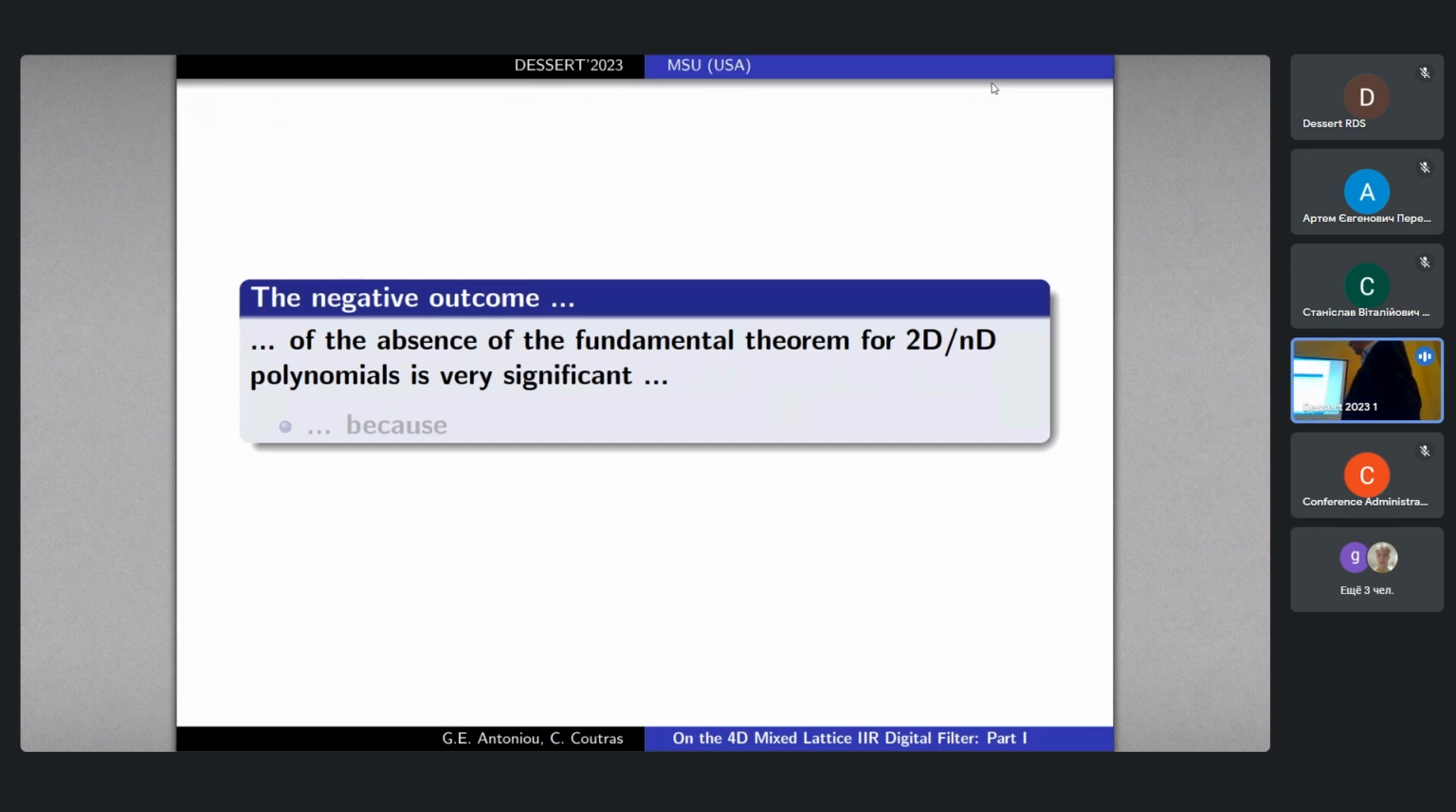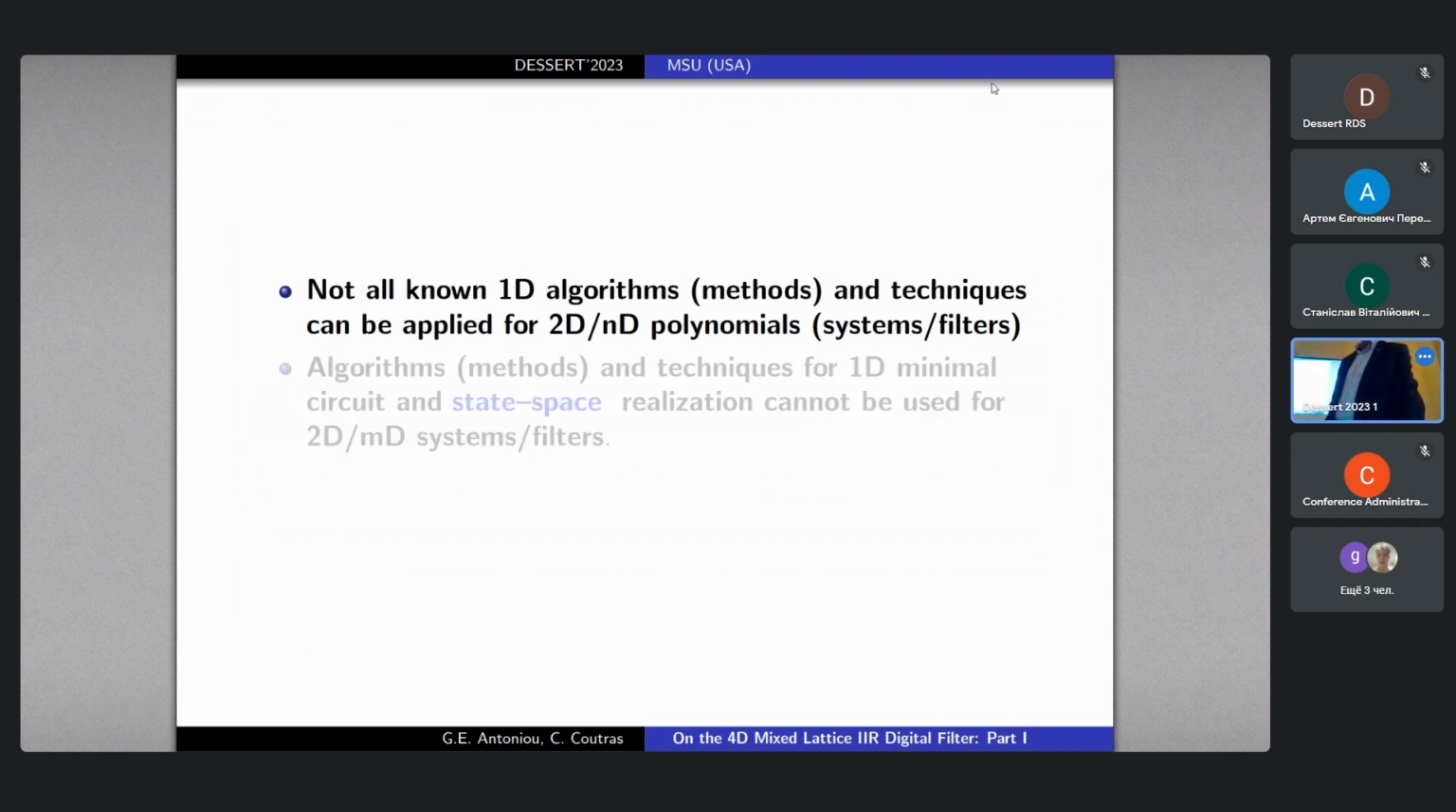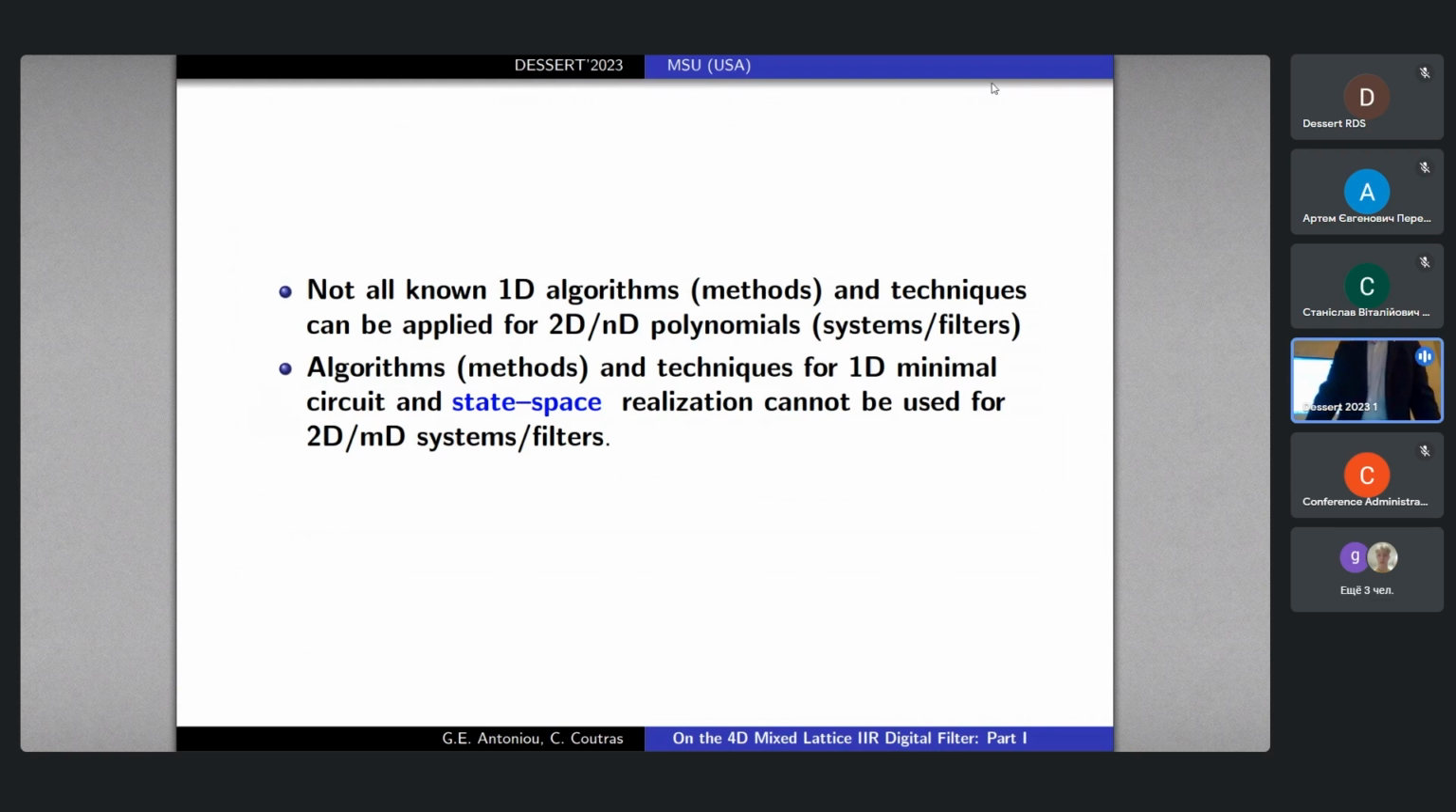The absence of the fundamental theorem of algebra is very significant. Why? Because not all known 1D algorithms, methods, and techniques can be applied to 2D, 3D, 4D, and so on, ND polynomials. Therefore, we have to propose new theorems, new algebra, new mathematics, which is not visible, okay? It is invisible. So algorithms, methods, and techniques for 1D minimum state space realization cannot be used for 2D and MD systems and filters.